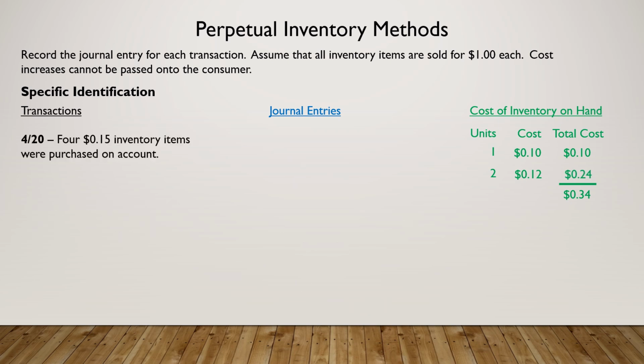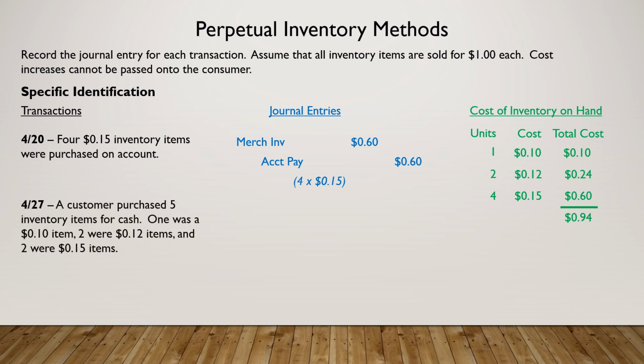On April 20th, we acquired 4 15-cent items on account, debit merchandise inventory and credit accounts payable for 60 cents. We'll add this new pool of inventory to what we already have, yielding a total inventory cost of 94 cents.